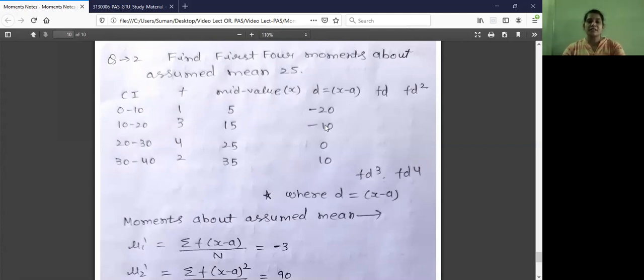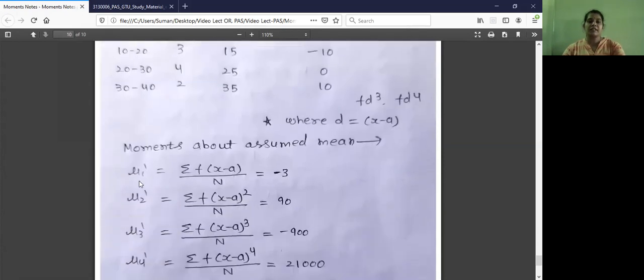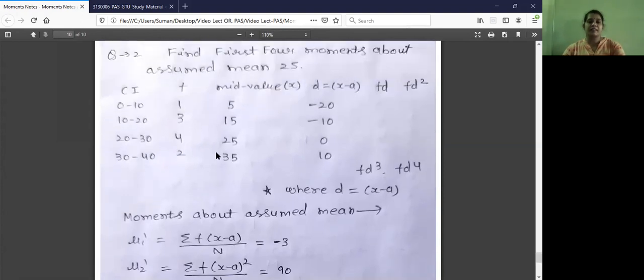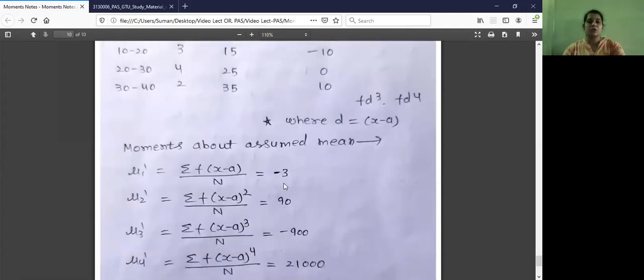Okay. Pause the video for 1 or 2 minutes and make these tables and see what values come in the tables. Got it? So, moments about the assumed mean. Assumed mean means arbitrary value. So we write mu1 dash, mu2 dash, mu3 dash, mu4 dash. Got it? So our first, mu1 dash, is equal to what? Summation f(x minus a) divided by N, where capital N is equal to 10.